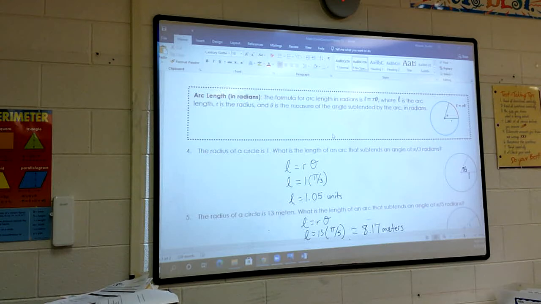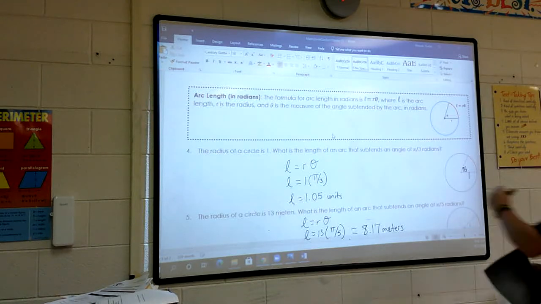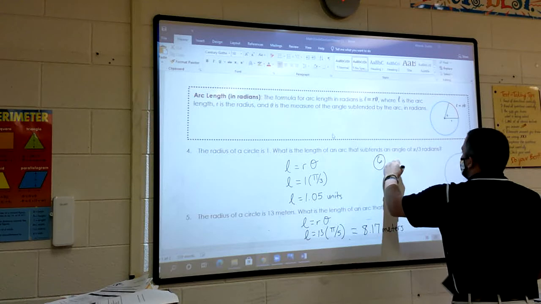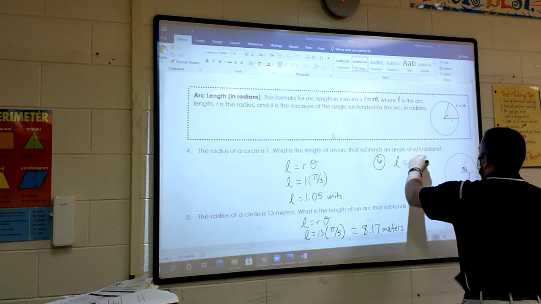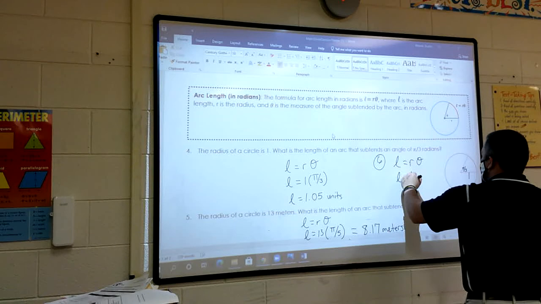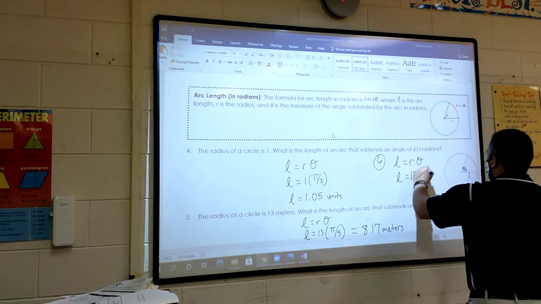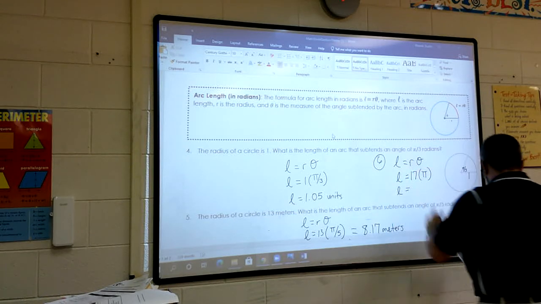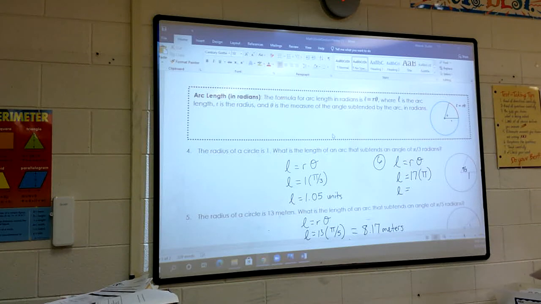Okay, if you move to the bottom of that sheet, it's not on the board, but we'll go ahead and do it. It says the radius of a circle is 17 miles. What is the length of an arc that subtends an angle of pi radians? Again, for number 6, the length equals the radius times theta. The radius in this one is 17, and this is pi. So we're really just finding 17 times pi.